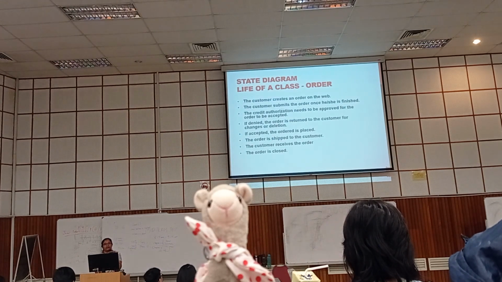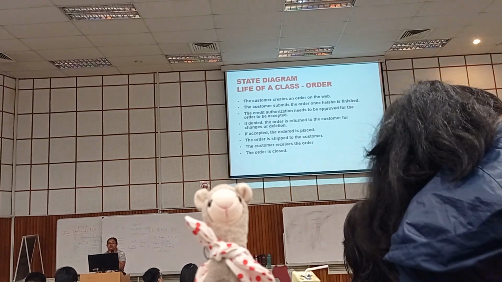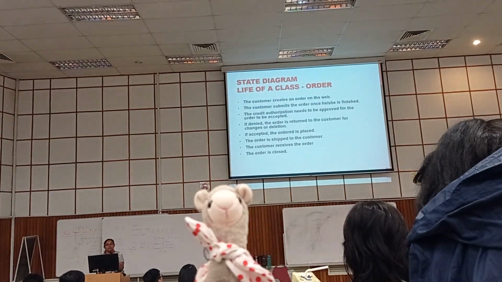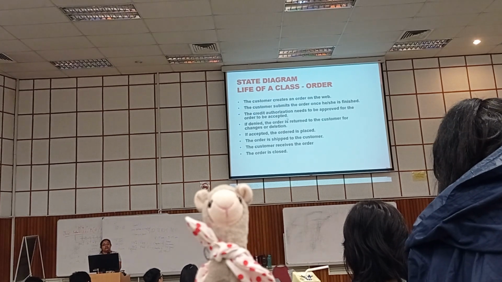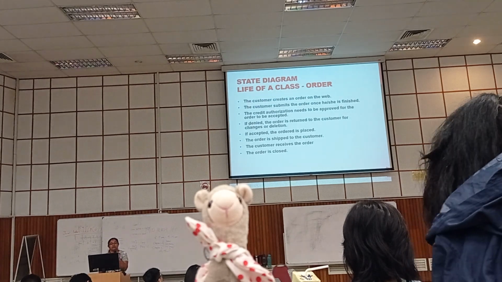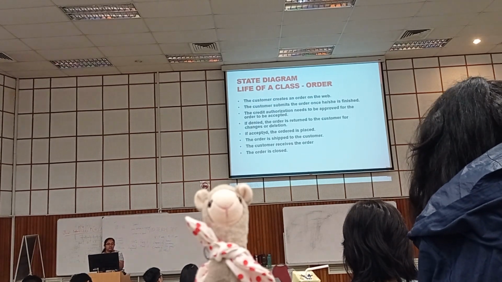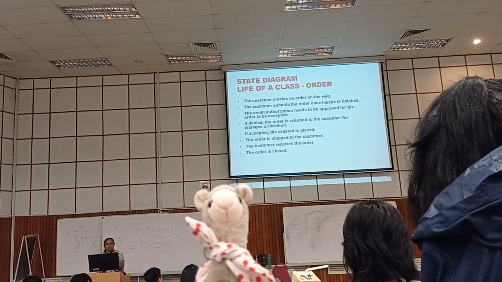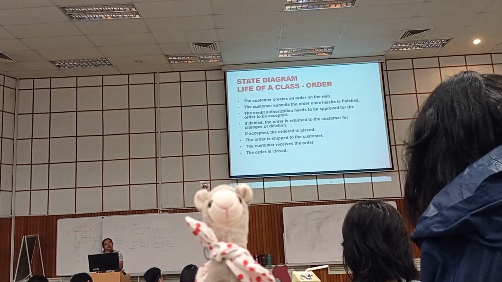State chart diagram. This is an example. I give you 2 minutes to read. Condition: if accepted, the order is placed, the order is shipped, the customer receives the order, the order is closed.